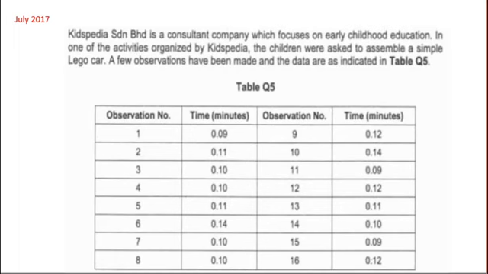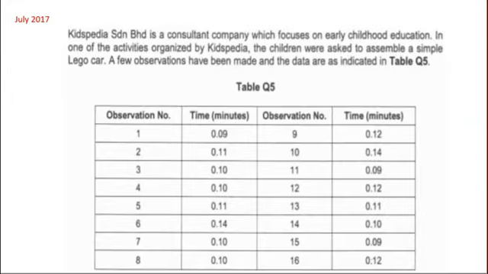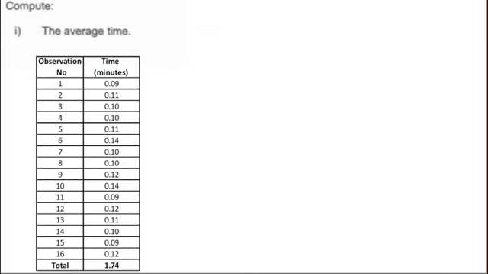And from the question, they have given us observations, and these are the times in minutes. So they have 16 observations. And then we need to find the average time, the normal time, and also the standard time. They don't give us any performance rating or allowance. Okay, so let's move on.